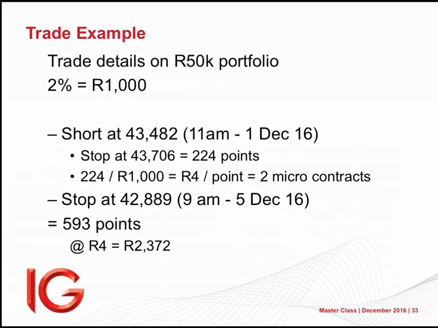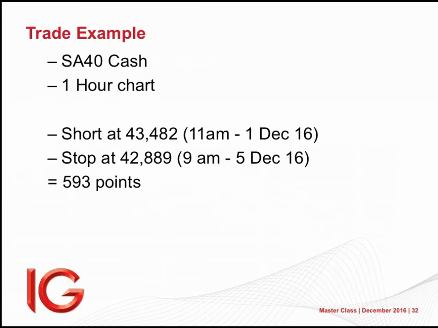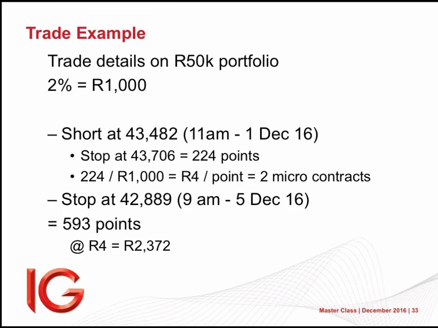To do the trade, let's say you had a 50K portfolio. The 2% rule says you can risk 1,000 Rand, which is 2% of your 50,000 in any one trade. So when you entered the position at that point there, your stop loss was the 15 EMA. In this case, 15 EMA was 224 points away. Divide 224 into 1,000 and you can trade 4 Rand per point, which is two micro contracts. Slightly lazy because 4 Rand is actually 996, so you were risking slightly under 2% of your portfolio.